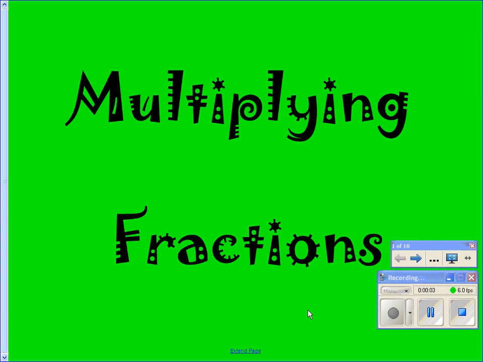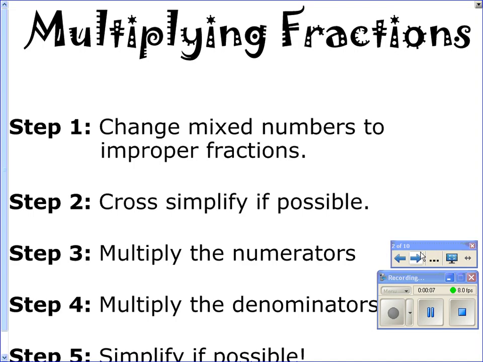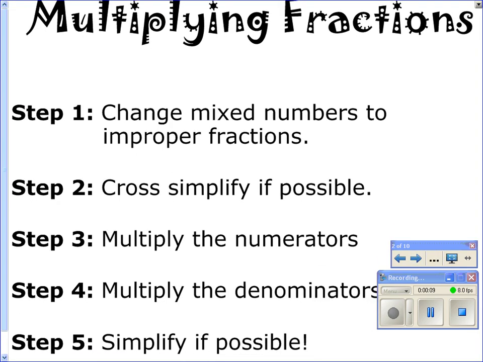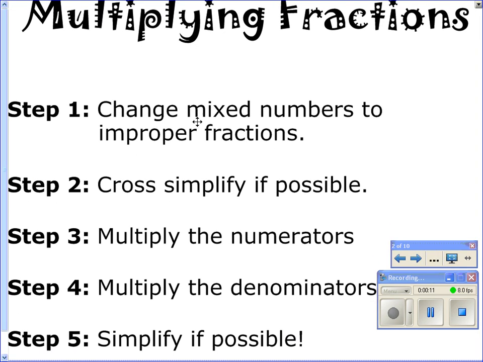This is your lesson on multiplying fractions. We have some steps that we're going to follow. Step 1 is to change the mixed numbers to improper fractions. Step 2 is to cross-simplify if you can. Step 3 is to multiply the numerators. Step 4, multiply the denominators. And step 5 is to simplify if you can. So of course we're going to do some examples.